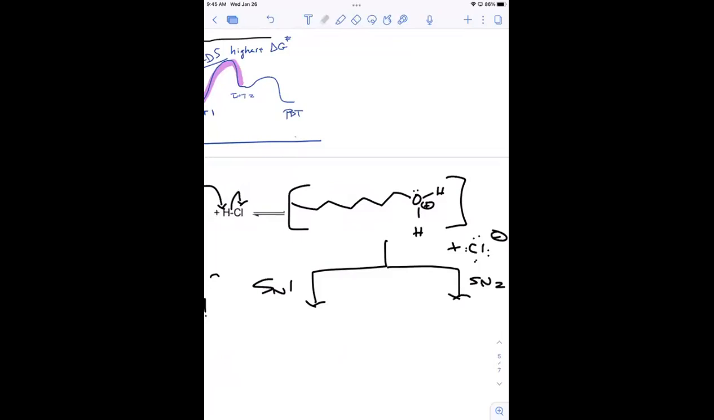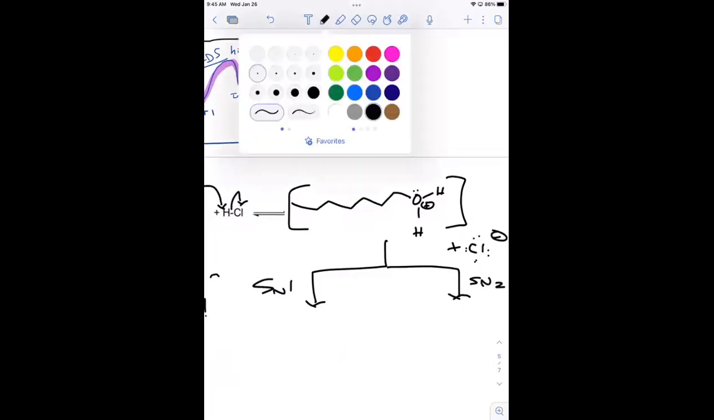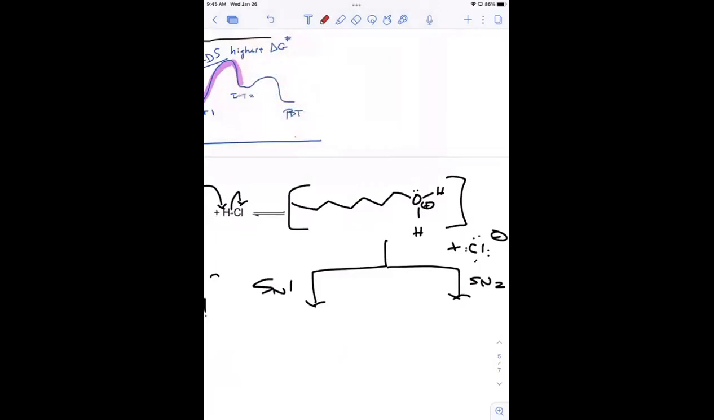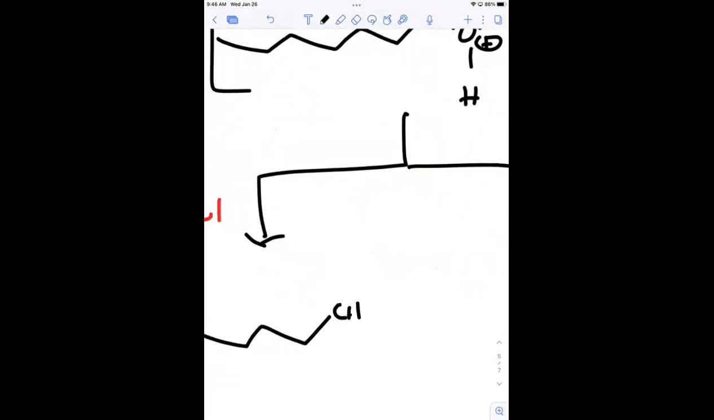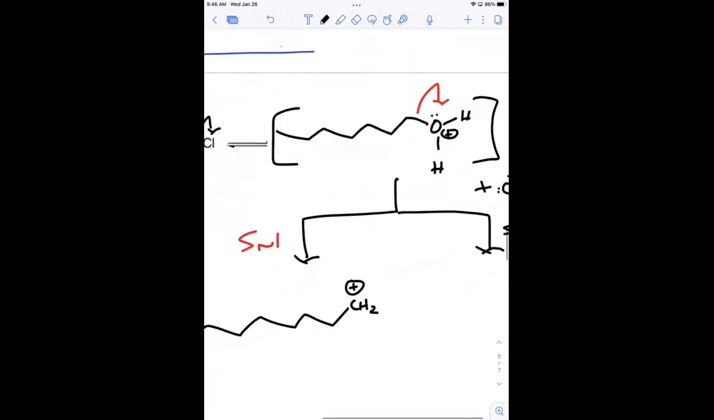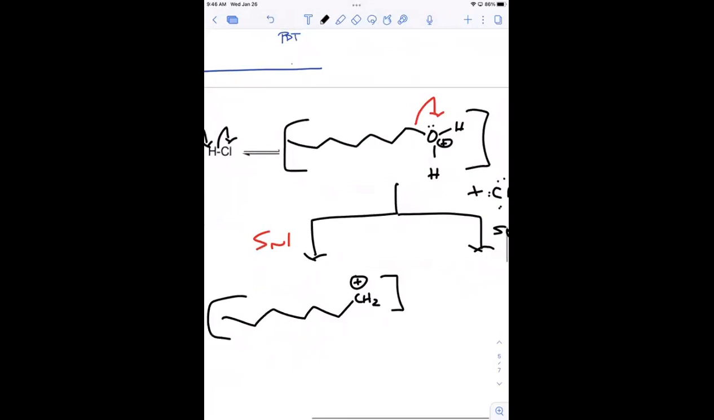Right? If I were to simply lose the leaving group, I would end up with this carbocation, which would then, of course, react with chlorine like so.